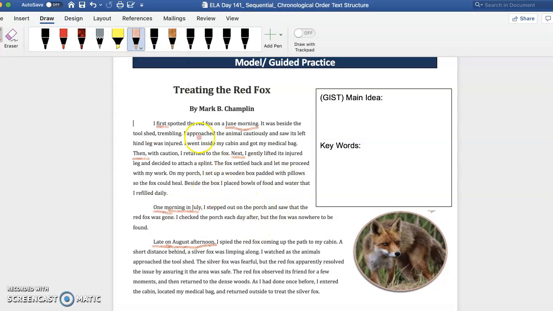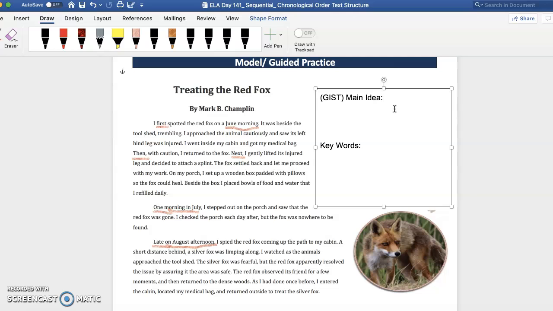Okay, guys, so let's go ahead. We picked out all of our keywords. Now let's go ahead and fill out our gist. Okay, so the who, the what, and the where. In this text, we want to also think about the text structure when we talk about our gist, right?